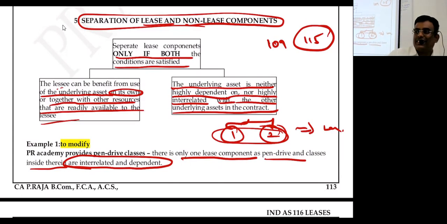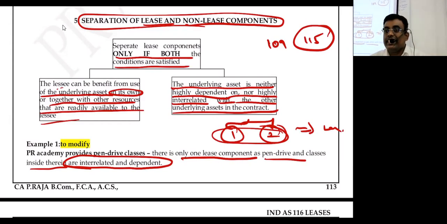In the case where the condition is not satisfied: second condition not satisfied. The underlying asset is neither highly dependent nor highly interrelated. First condition satisfied, second condition not satisfied.